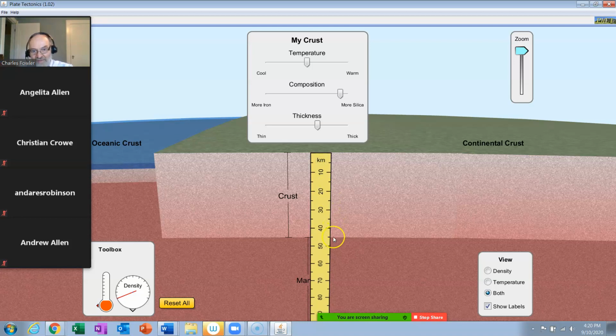What would you say? That's about 45 kilometers thick. Agreed? Okay, 45 kilometers, just to give you an idea. Okay, I'm going to turn on my calculator real quickly here. I don't do anything very quickly.